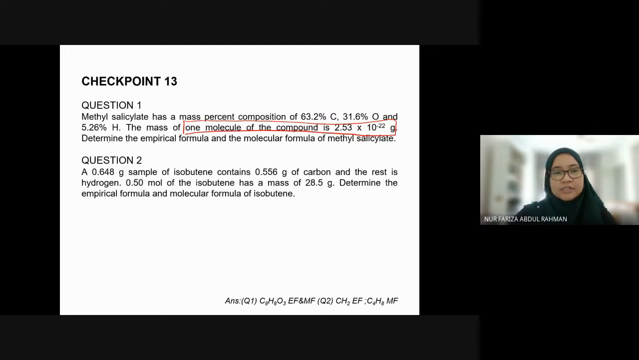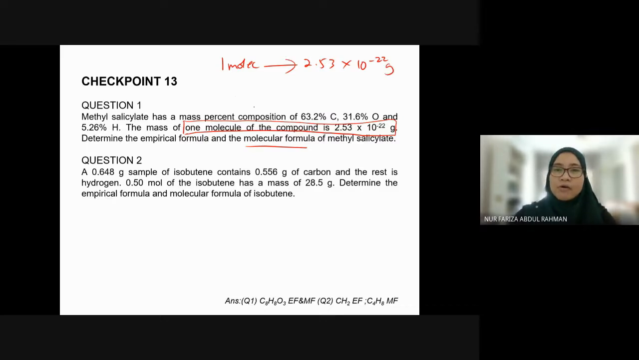Let's look at the question. Determine the empirical formula and molecular formula of the compound. So there are two questions similar to the one that we have earlier. No wonder the extra information is given. This is to find the molecular formula. From the information given, it is given in the form of one molecule, the mass is equal to 2.53 times 10 to the power of negative 22 gram.